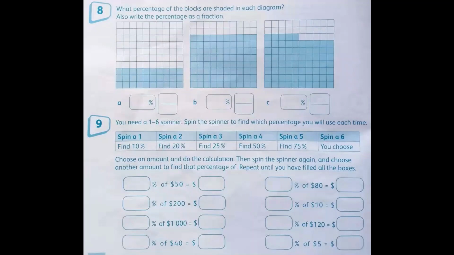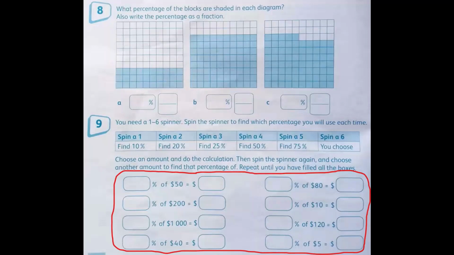The directions say, choose an amount and do the calculation. Then spin the spinner again and choose another amount to find that percentage of. Repeat until you have filled all the boxes. So again, using the spinner, you can use that to help solve these problems here.